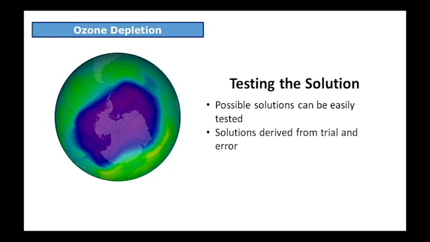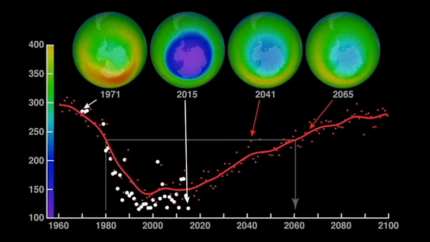Tame problems have another benefit over wicked problems in that when you test a possible solution, it's easy to do, and the solutions can be derived from trial and error. Let's take a look at how this impacts ozone depletion. We identified the cause of ozone depletion back in the 1970s, and by the 1980s, we had reduced the global use of the chemicals that were depleting ozone. What we can now see is that the ozone layer is approaching a repaired state, and data from NASA scientists indicates that the ozone layer should be completely repaired in around the year 2040.